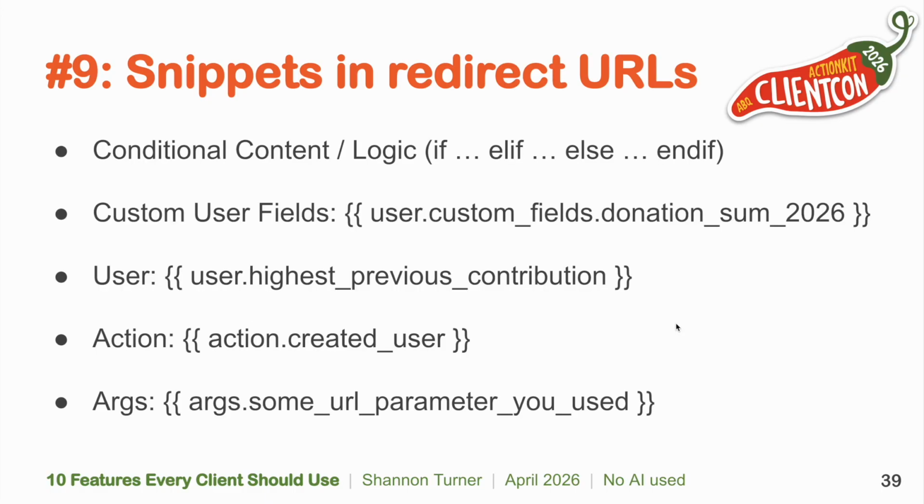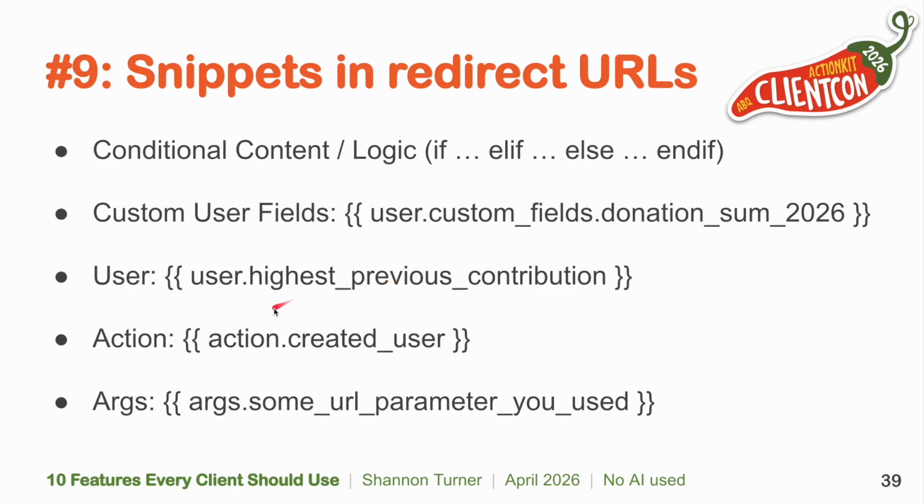Now there's a lot you can do with snippets in redirect URLs. You can use that conditional content or logic like if, elif, else, and endif. You can use custom user fields, which of course, they're custom. It's completely up to you how you use them. And last year I ran a training on custom user fields, which can give you some ideas, and I'll link to that in the description as well.